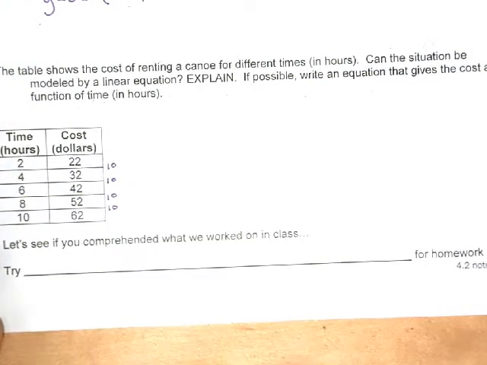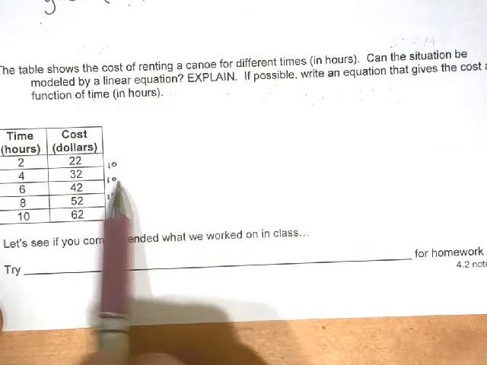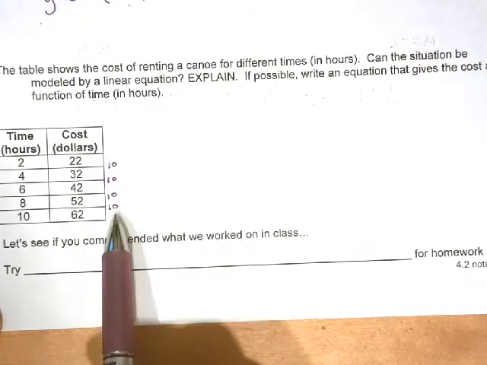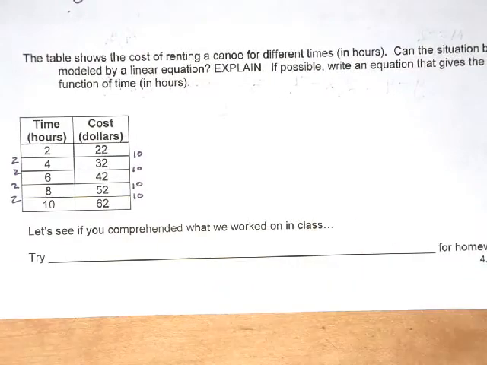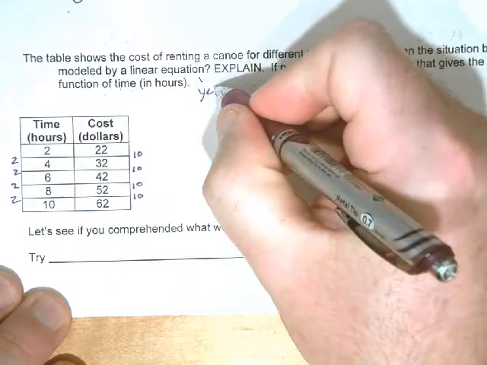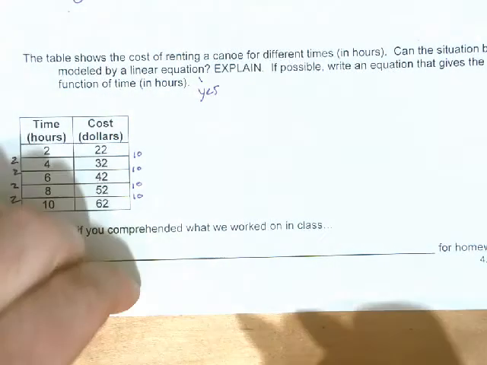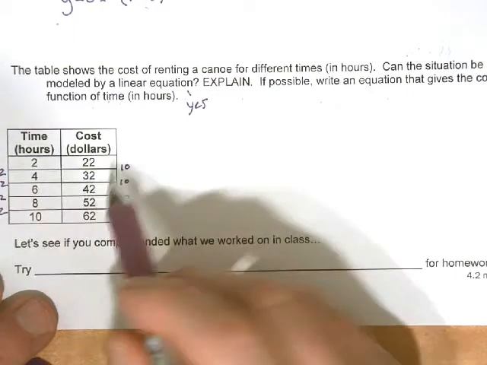And then over here on the right side, we have a difference of 10, difference of 10, difference of 10, and difference of 10. So 10 over 2 is my slope each time. Oops, can't see my 2's. So this is a linear equation. To answer that question, yes, we have the same slopes.